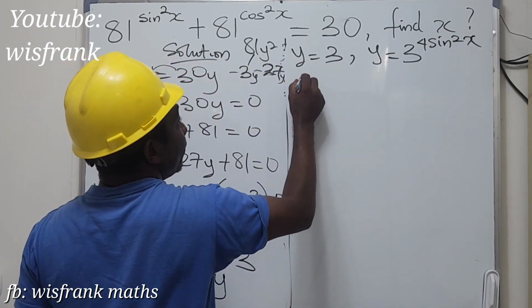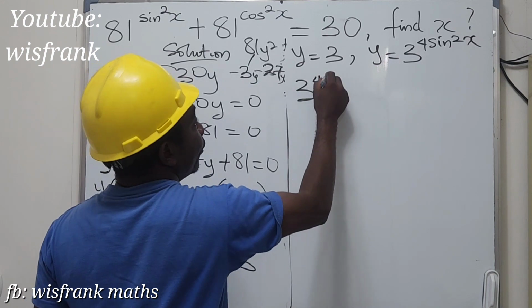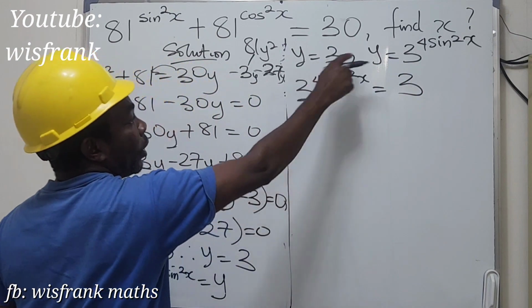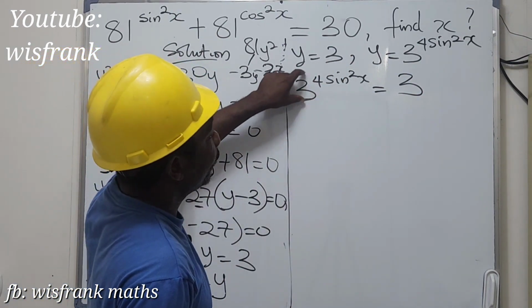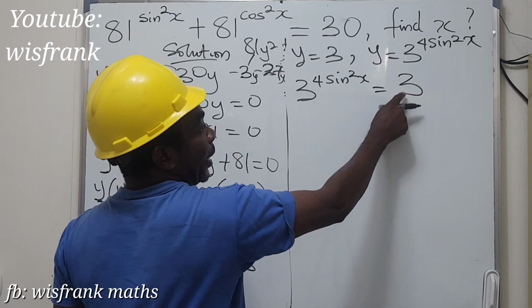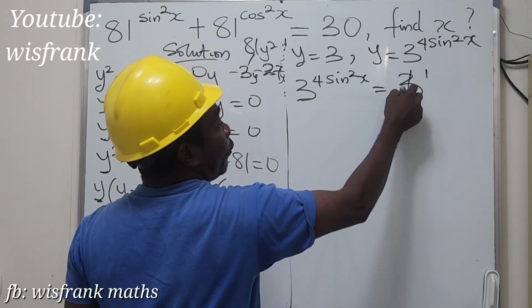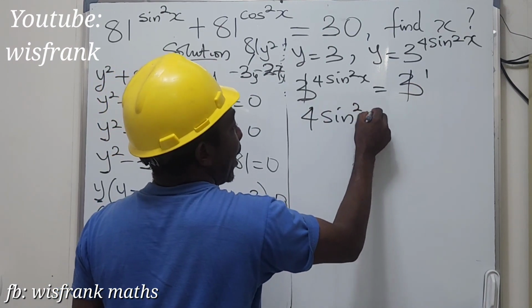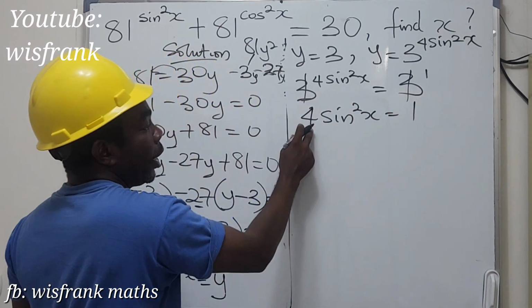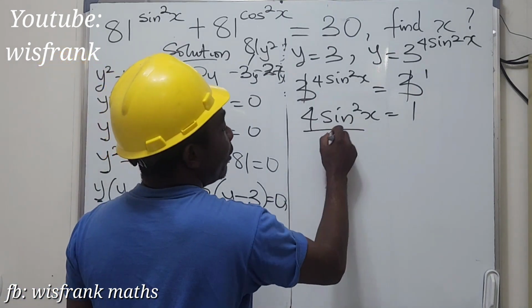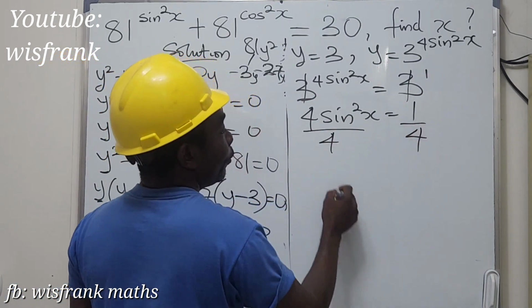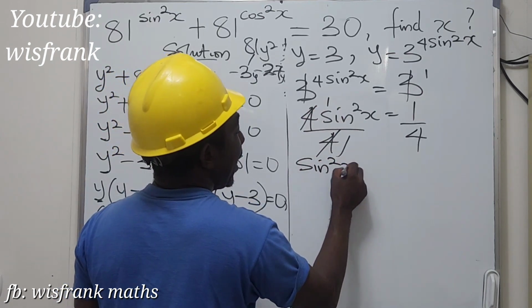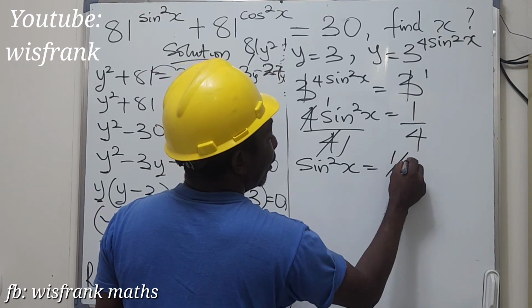So here we said 3 raised to the power of 4 sin squared x equals 3. That is what it means. Now the bases are the same. This 3 is the same thing as 3 raised to the power of 1. So if the bases cancel each other, we are left with 4 sin squared x equals 1. Here we can divide all through by 4. The 4 cancels here, and the 4 cancels here. So we have sin squared x equals 1 over 4.